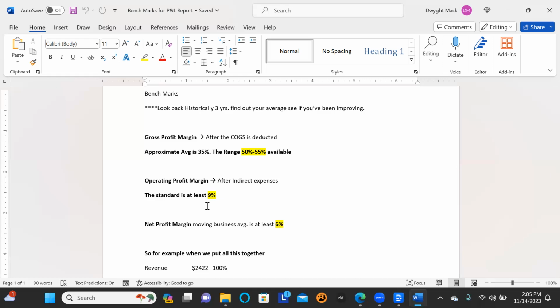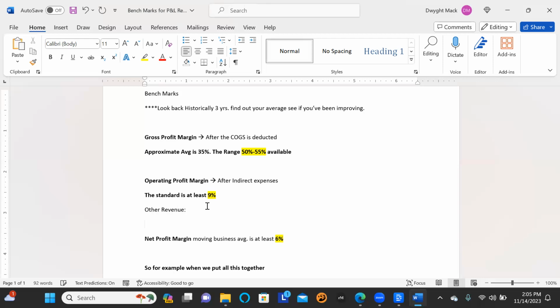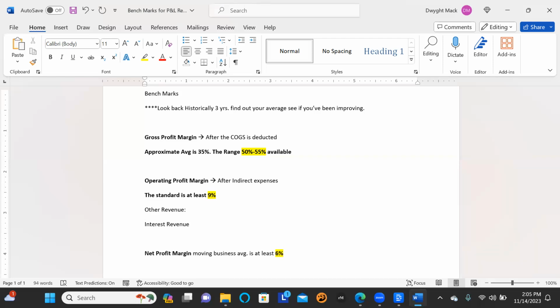Now, there is some non-operating revenue that comes in. If you have a business savings account, that's going to be your other revenue, because that's not part of your normal day-to-day revenue. So your other revenue, I'm going to just type that in here, is going to consist of interest revenue or any other revenue associated with your company gaining money that's not part of its normal day-to-day operation.